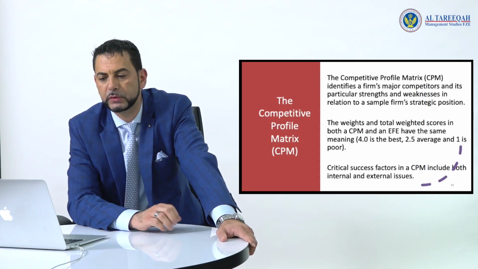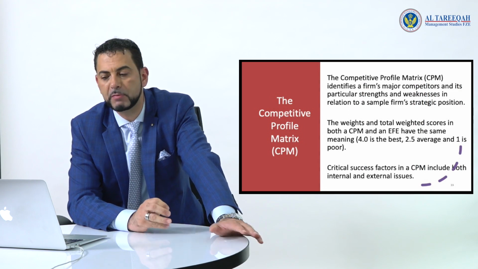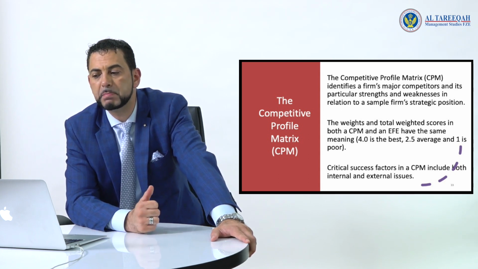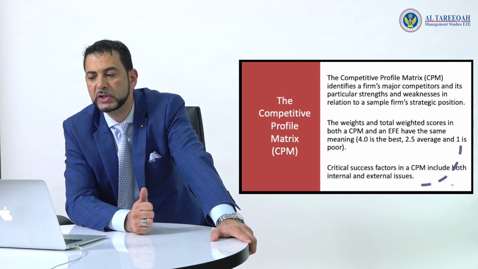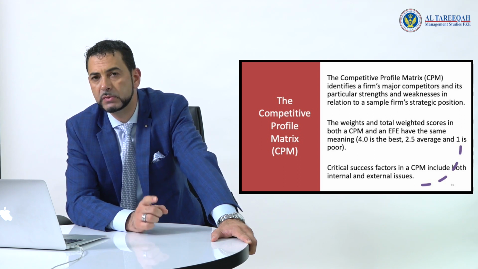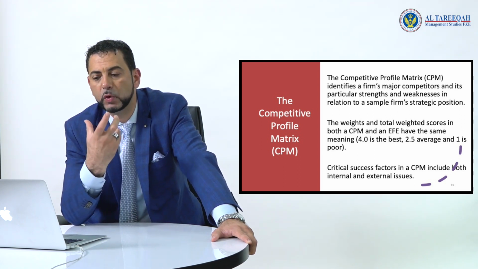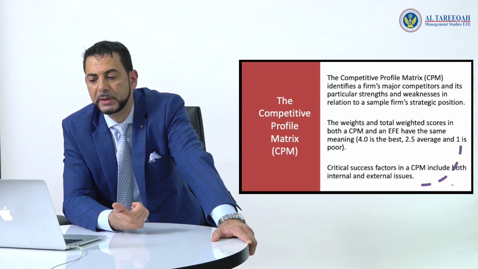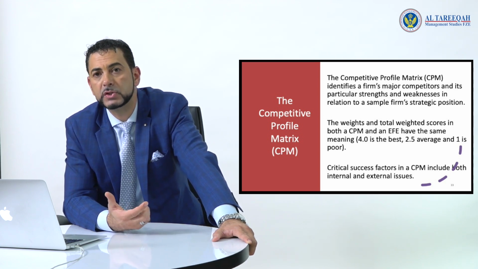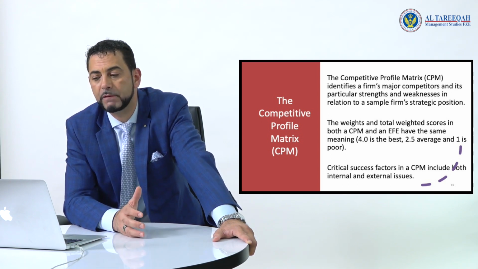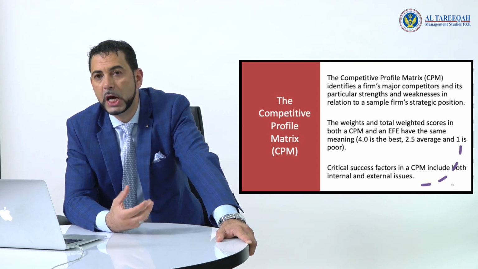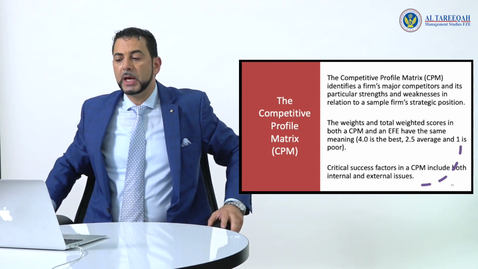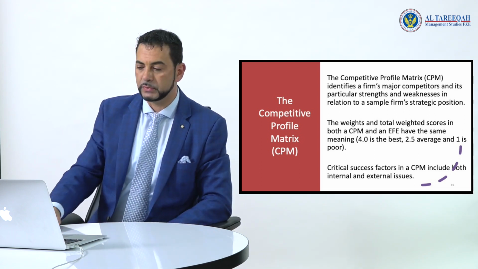The next matrix I would like to go through is the competitive profile matrix, which is a CPM. The competitive profile matrix identifies the firm's major competitors and its particular strengths and weaknesses in relation to a sample firm's strategic position. So this is really important, as it relates back to your competitors. The weight and the total weighted scores in both the CPM and EFE have the same meaning. So if it's 4, it's doing fantastic. If it's 1, it's really, really poor. And if it's 2.5, then that's the average. The critical success factors in the CPM include both internal and external issues.